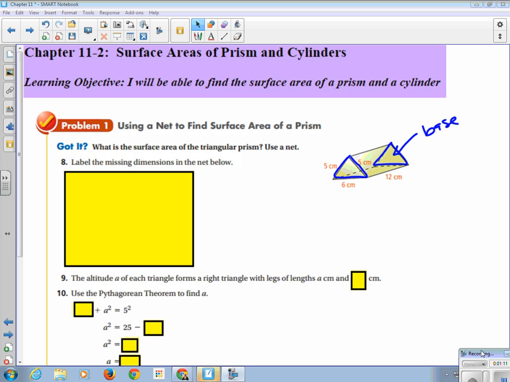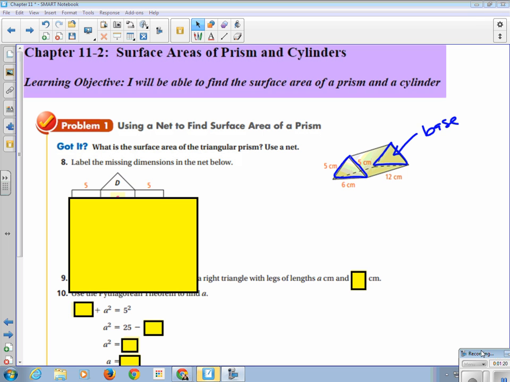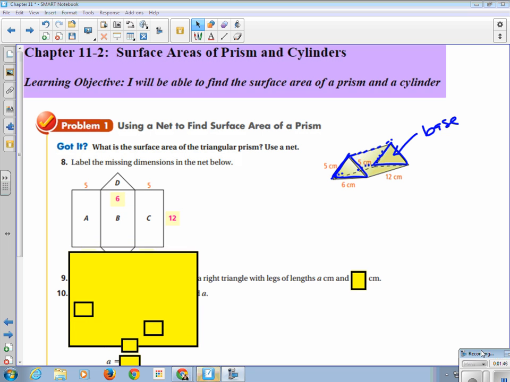All right, so we're going to label the missing dimensions of this triangular prism, and we're going to use a net. When we look at our net, we unfold this. We have our triangle at the top. When we unfold it, we see that this 5 is also attached to the rectangle that is on the sides. And this 6 is for the big rectangle in the middle.